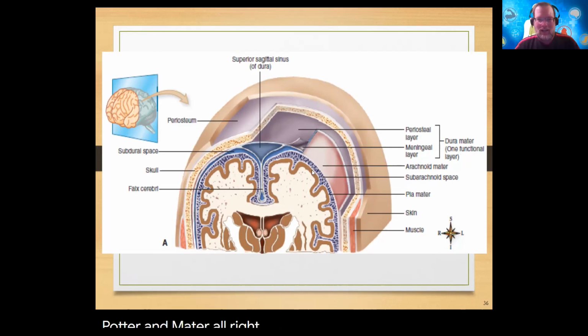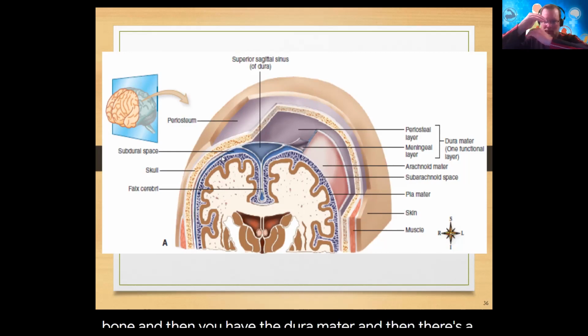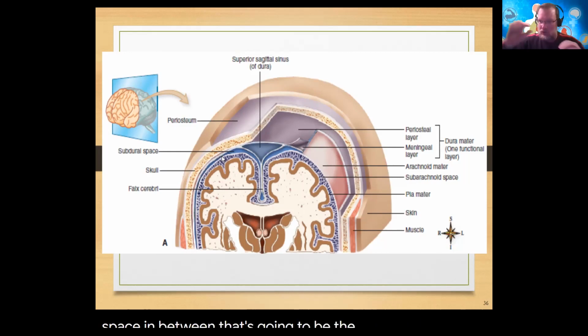All right. Let's see. So anyway, dura mater is the outermost layer. It's the toughest layer. And actually there's a little space, especially down in the lumbar region, called the epidural space. You've all probably heard of that, but that's going to be the space even more superficial or above. So you'd have the bone, and then you have the dura mater, and then there's a space in between. That's going to be the epidural space.